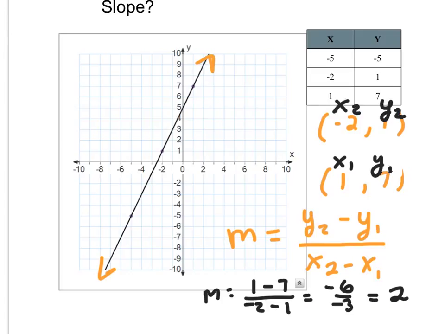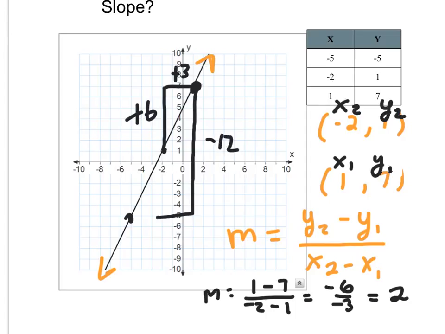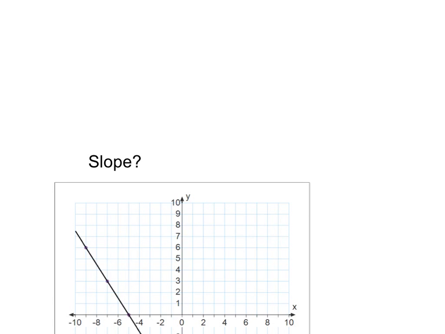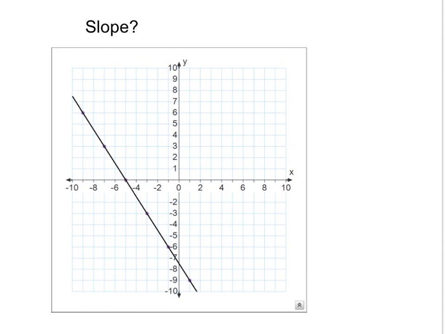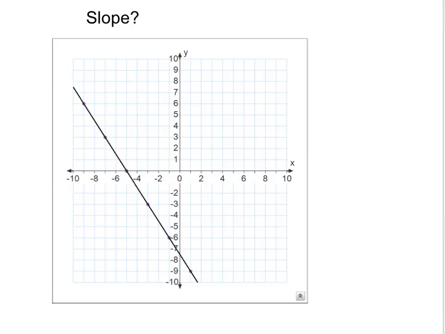So we can see that if I go from this point to this point, that would be up 6 and right 3. Or let's say I go from this point right here to this one, that would be down 12 and left 6. I still get 2 over 1. Always be the rise over run. Will y always be on top? Yes, you have to stay consistent with that.